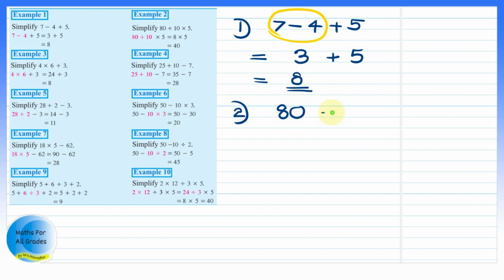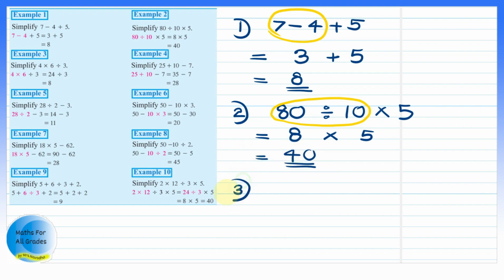Example number 2. 80 divide 10 times 5. So what have you got here? You've got division and multiplication. So the rule is start from left to right. So what do you have on the left side? You have a division to do. 80 divided by 10 equals 8. 8 times 5 equals 40.